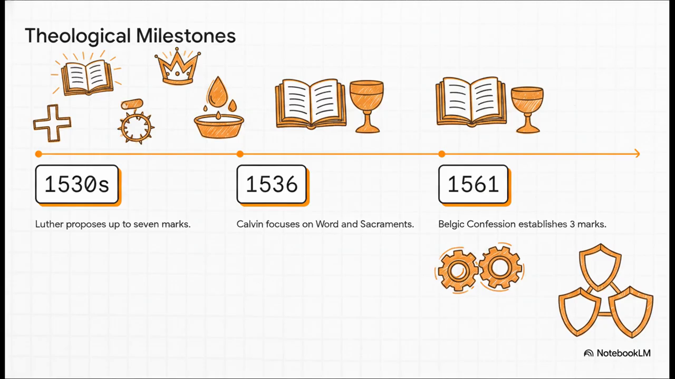In the 1530s, Martin Luther proposed up to 7 marks, which included preaching, baptism, and, kind of surprisingly, even persecution. But by 1536, John Calvin had narrowed that down to primarily 2, the Word and the Sacraments. Then, finally, in 1561, the Belgic Confession officially locked in the standard 3 marks that define the Reformed tradition.